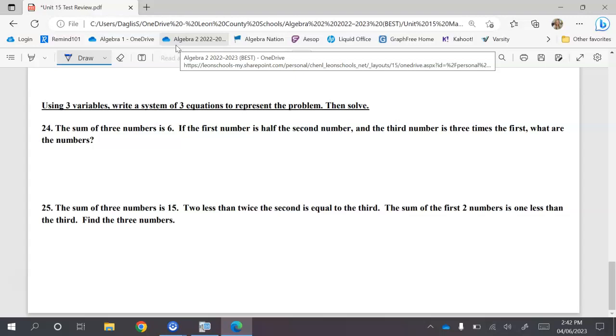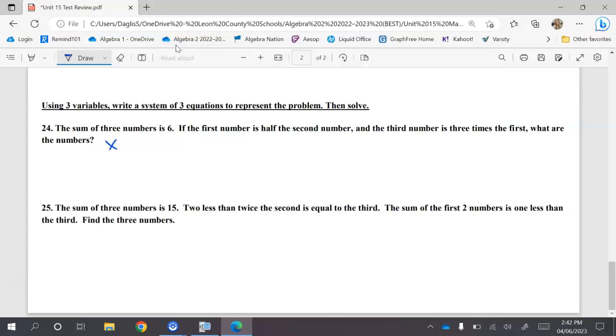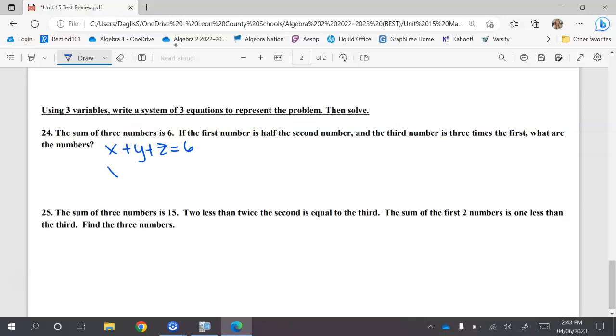All right, so really the hardest part here is getting our equation set up. Okay, so we have 3 numbers. I'm going to use X, Y, Z to represent each of these. The sum of all the numbers is 6, so if I add up all 3 numbers, X plus Y plus Z, we're going to get 6. If the first number is half of the second number, then my first number is half of the second. Does that make sense?